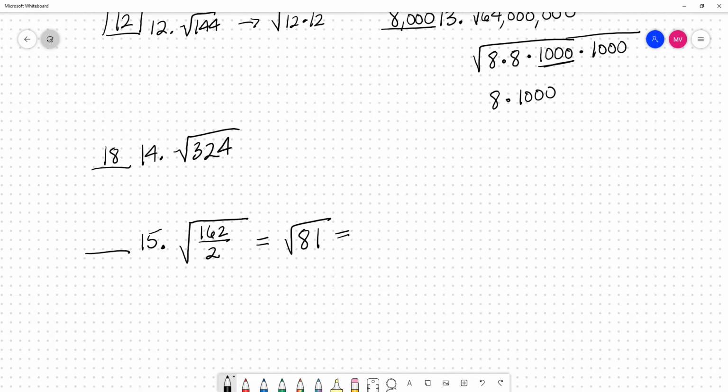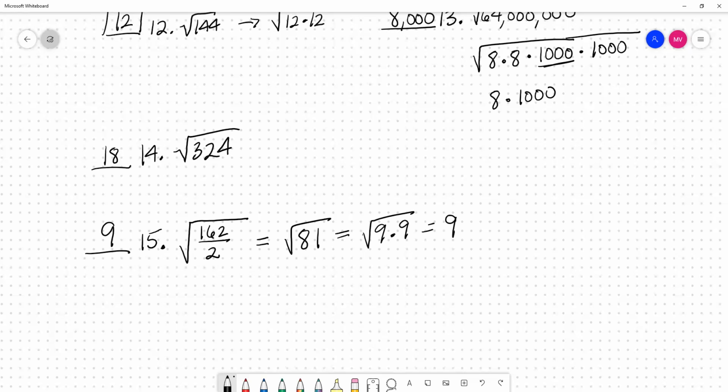So solve your fraction first. Now, do we recognize 81 as a perfect square? Yes. What times itself equals 81? 9. It's 9. Right? So let's go ahead and work this out. 9 times 9 equals 81, and so our answer is 9.